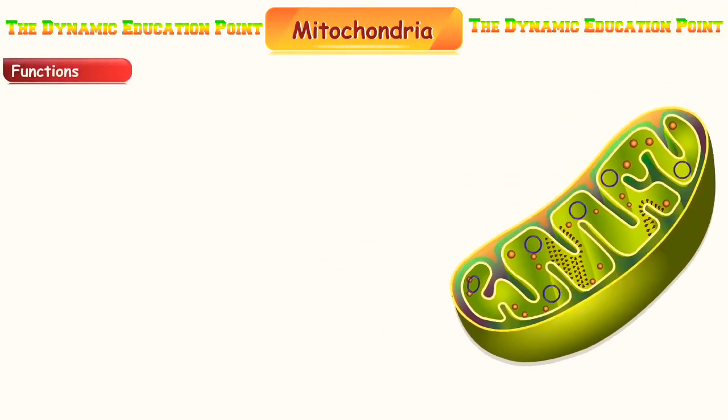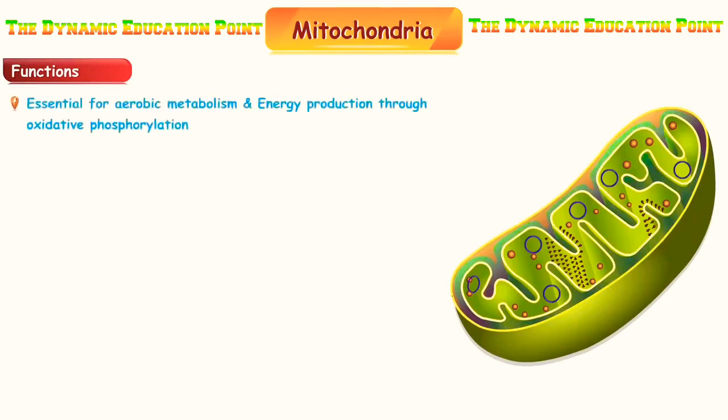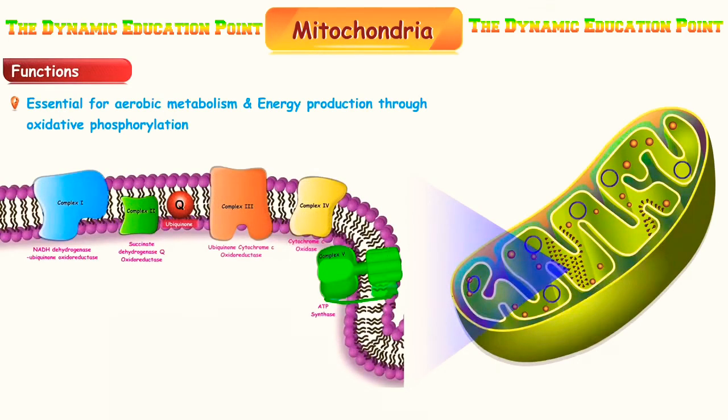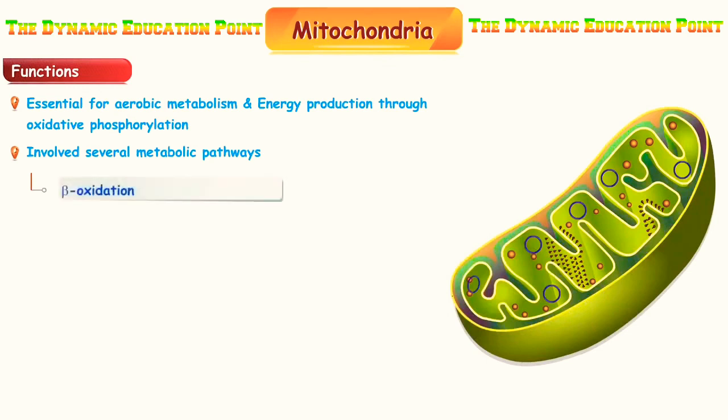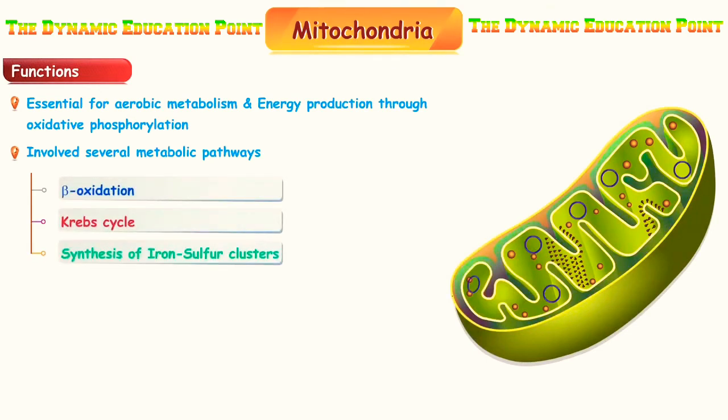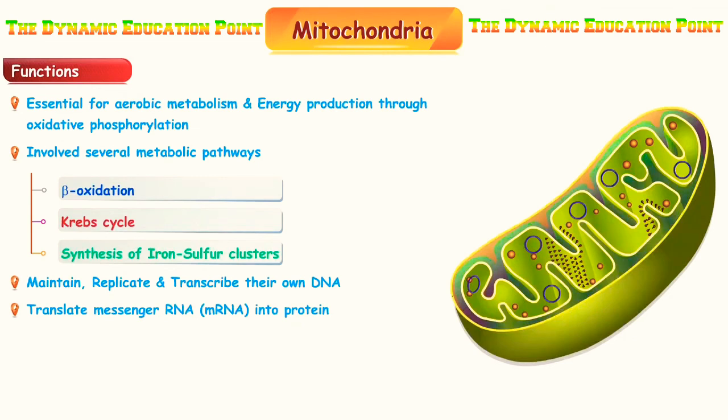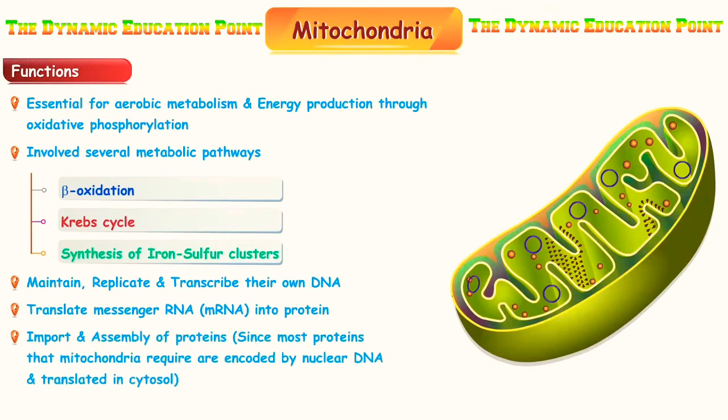Now, let's discuss some functions of the mitochondria. Mitochondria are intracellular organelles that are essential for aerobic metabolism and energy production through oxidative phosphorylation, which is accomplished by the respiratory chain. Mitochondria are involved in several other metabolic pathways, including beta-oxidation, the Krebs cycle, and synthesis of iron-sulfur clusters. In addition, mitochondria maintain, replicate, and transcribe their own DNA and translate messenger RNA, or mRNA, into protein. The import and assembly of proteins is another important mitochondrial function, since most proteins that the mitochondria require are encoded by nuclear DNA and translated in the cytosol.